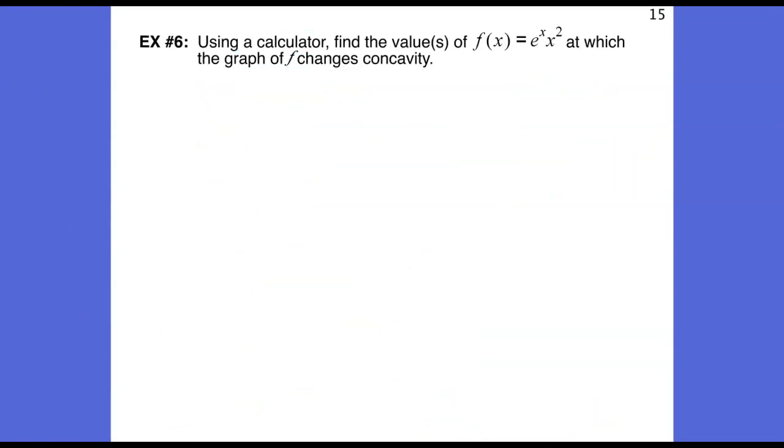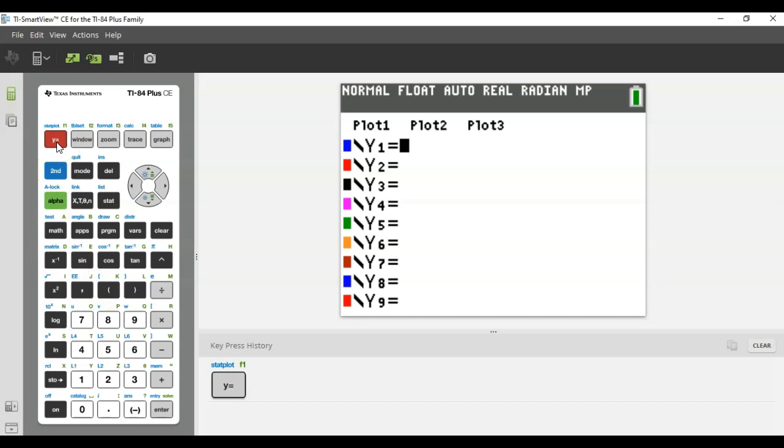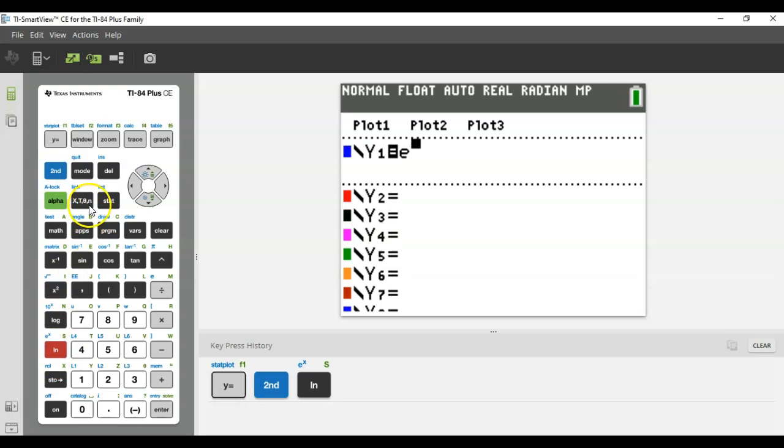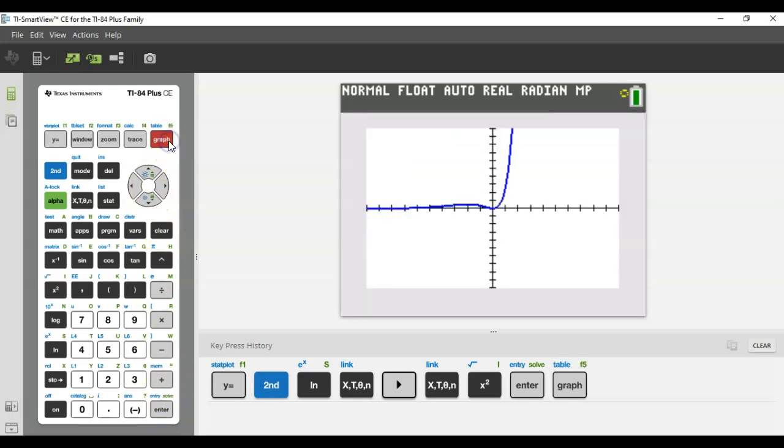Now in example 6, they tell us, using a calculator, find the values of x at which the graph of f of x equals e to the x times x squared changes concavity. So to do this, we'll use our graphing calculator. The first thing that we'll do is input the original function, so that's e to the x, so that's second natural log x, right arrow, times x squared, so x and then x squared, enter.